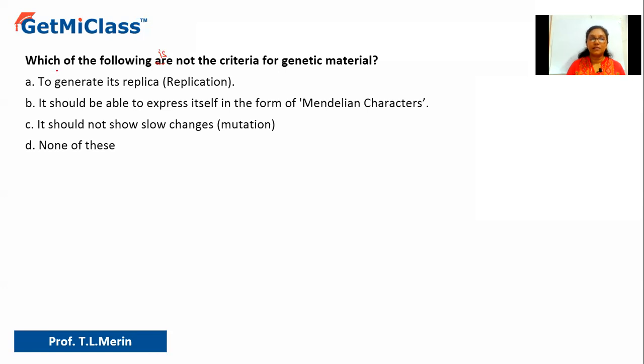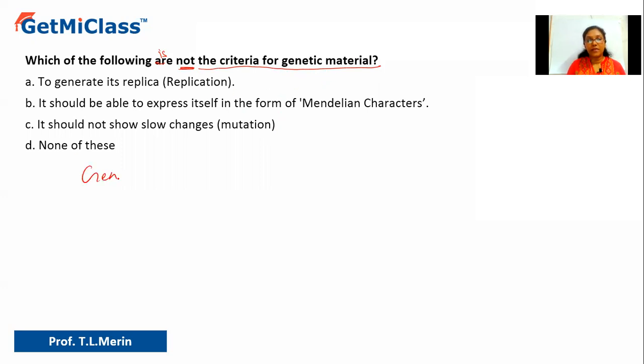Now let us understand the question. The question says, which of the following is not the criteria? So we have to underline these keywords, not the criteria for genetic material. So we have to look for the option which is not the criteria or a characteristic of a genetic material.